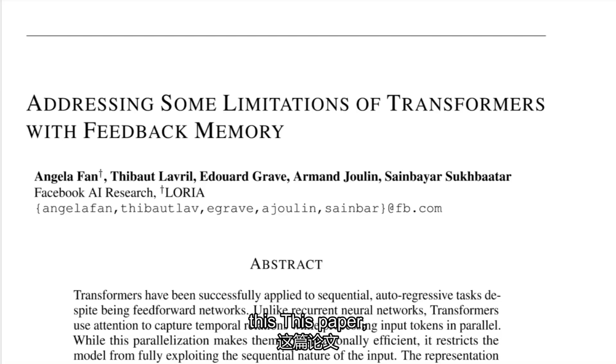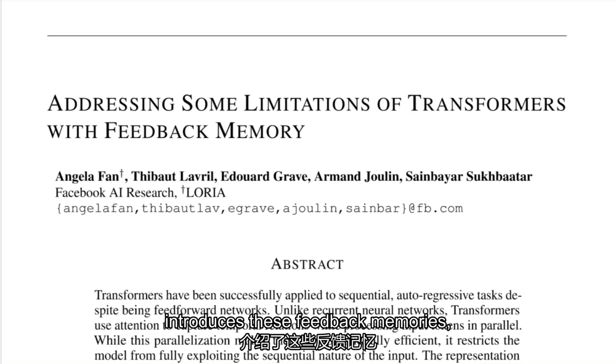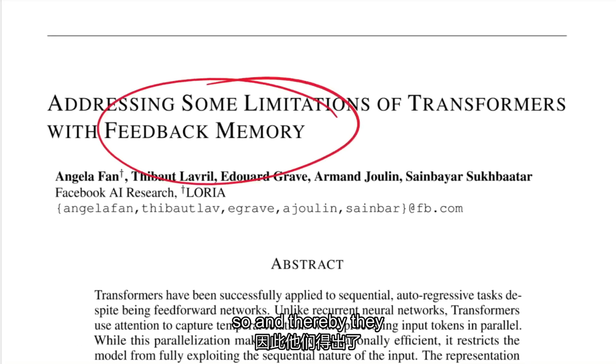To alleviate this, this paper introduces these feedback memories, and thereby they arrive at a model called the feedback transformer that takes into account all of the available information. Now, this new model can't train as fast because it can't be trained in parallel like the old model. However, you can build models with this technique that are significantly more shallow, so fewer layers, and also the models will remember things for longer.